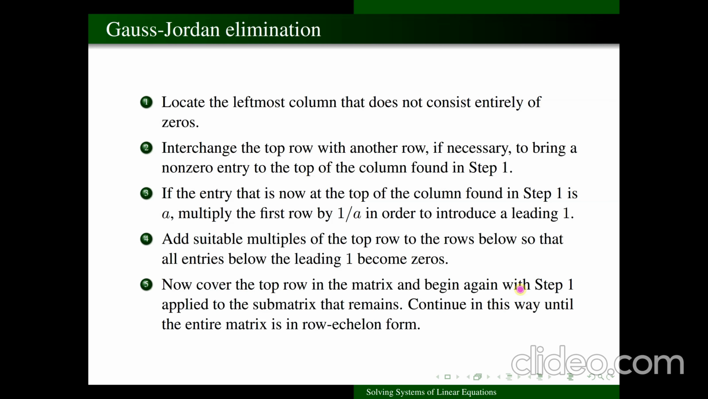And then what you do next is apply the process again, for the next row. So you cover the top row in the matrix and apply steps 1 to 4 to the submatrix that remains. Then you continue this process until you obtain a matrix in row echelon form.